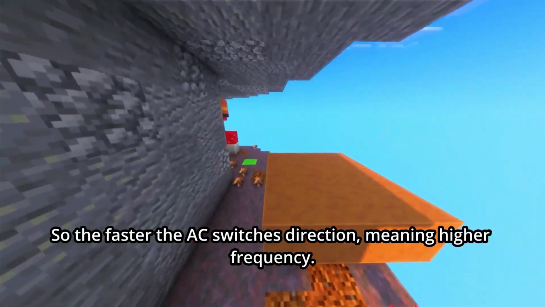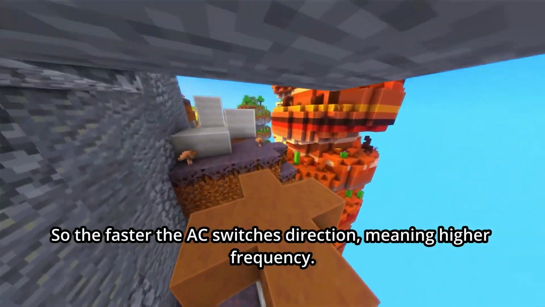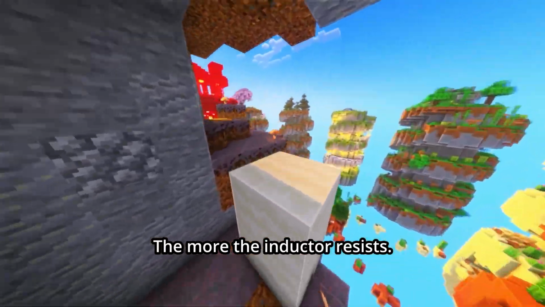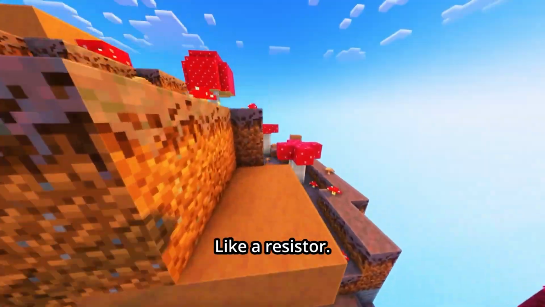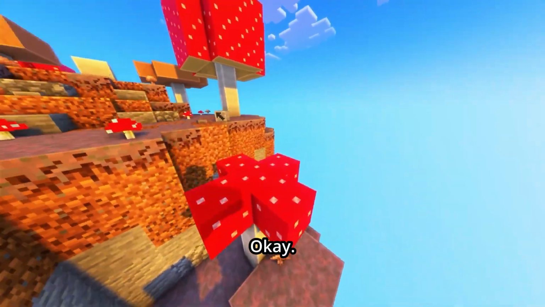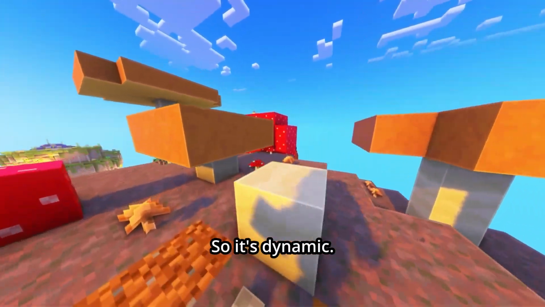So the faster the AC switches direction, meaning higher frequency, the more the inductor resists. So it's not like a fixed resistance, like a resistor? Not at all. It changes depending on the frequency. So it's dynamic. It is dynamic, exactly.